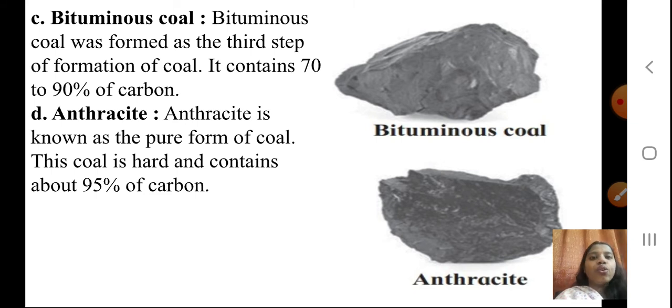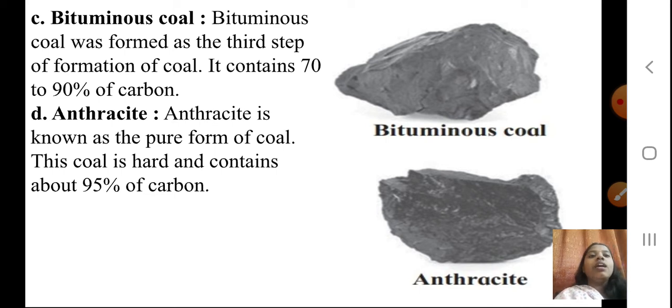Okay students, so we have seen 4 stages. First is the peat, next is the lignite, third is the bituminous coal, that is the third step coal, and the fourth is the anthracite. So you have to remember all these 4 steps, and you have to remember the amount of carbon present in all the 4 stages. I hope till here it is clear to you.